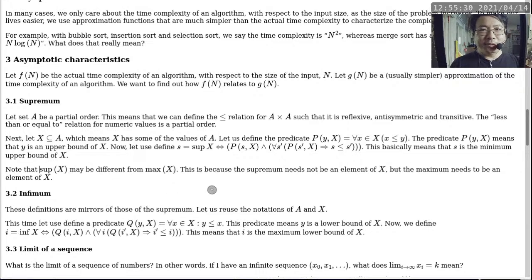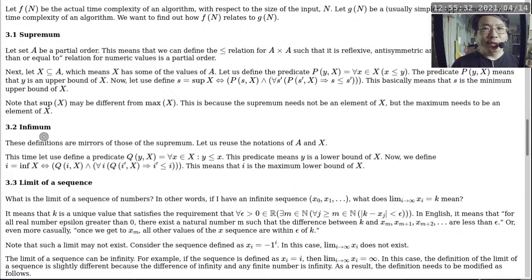All right, so now we are going to define what is the infimum. I'm looking at the time. We still have about 25 minutes. So now we define what is the infimum.